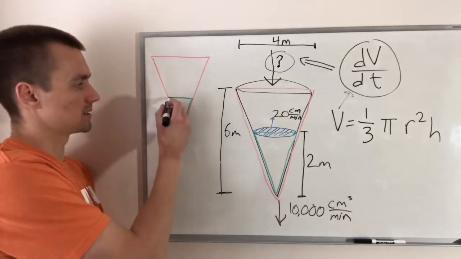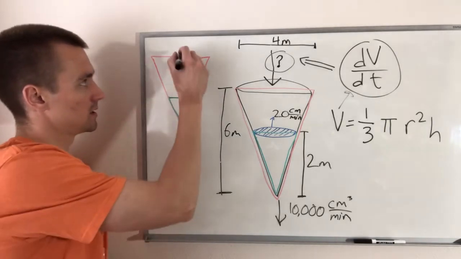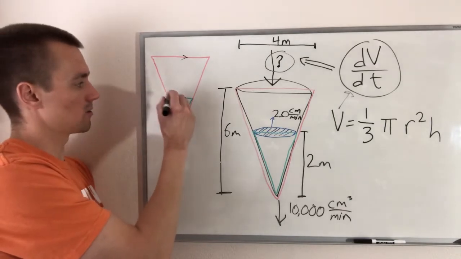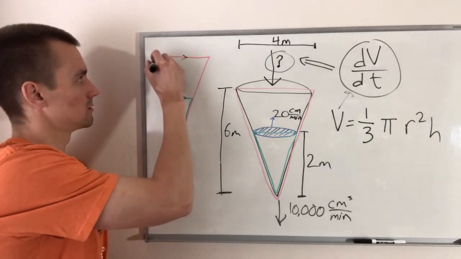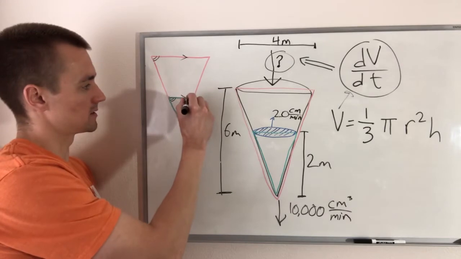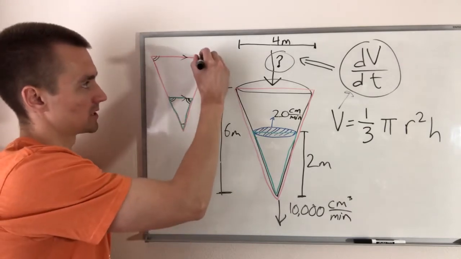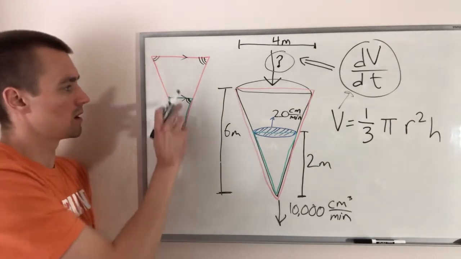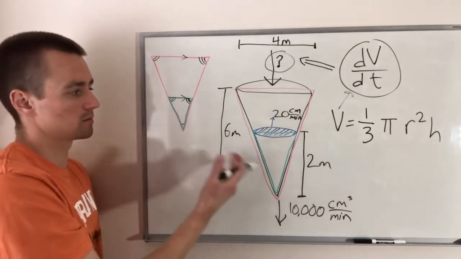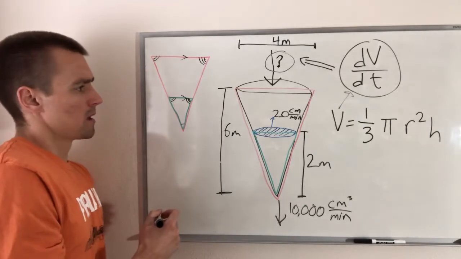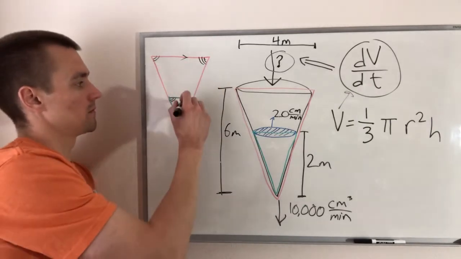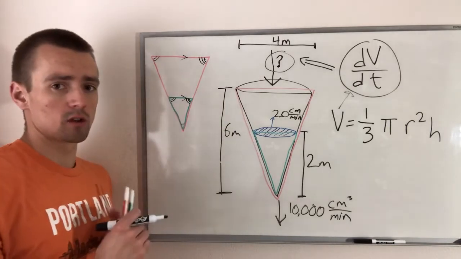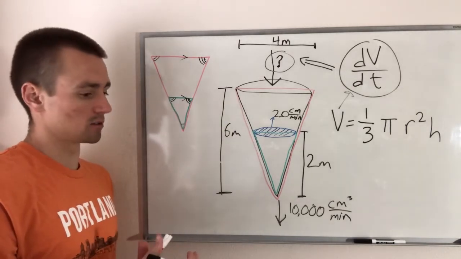And then since this is parallel to this, we know that this angle will match with this angle and this angle will match with this angle. In fact, these two angles are going to be the same because it's a cone. But the important thing is that they have corresponding angles to each other. So as a result, we know that they're similar triangles.